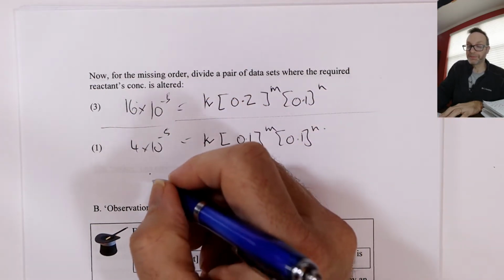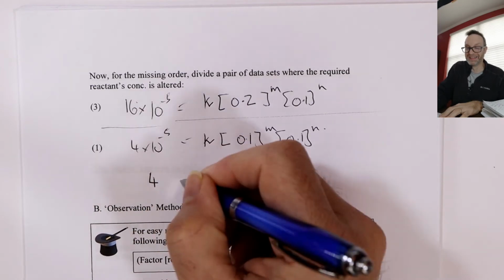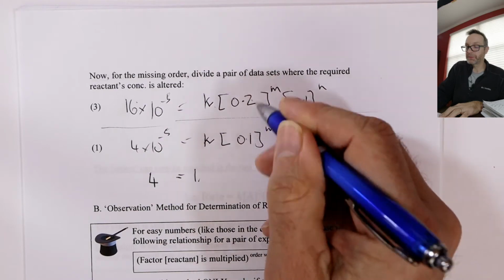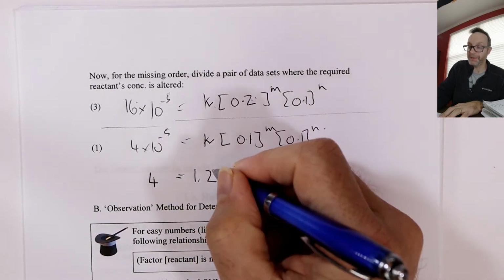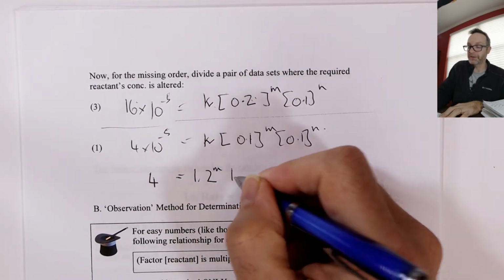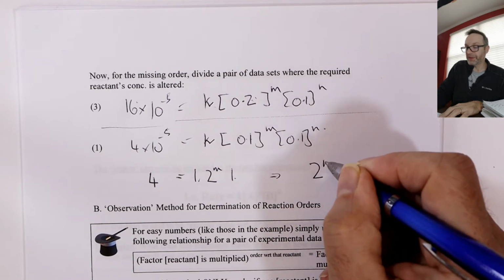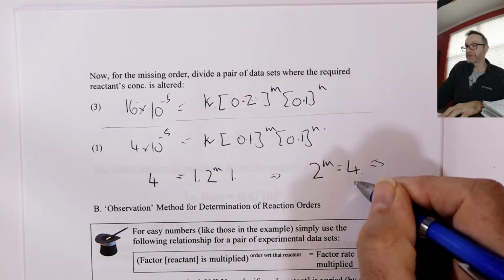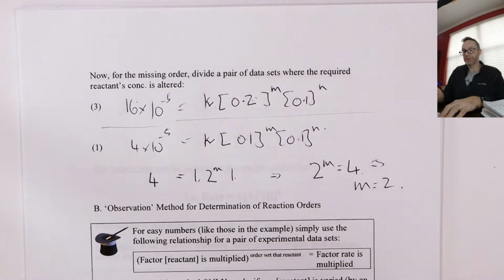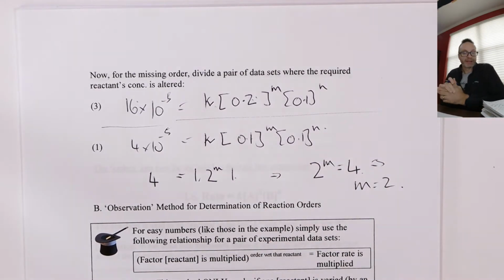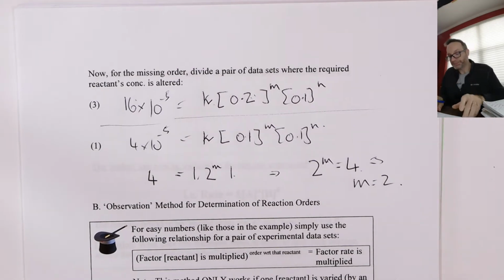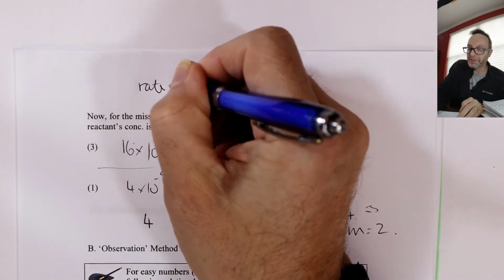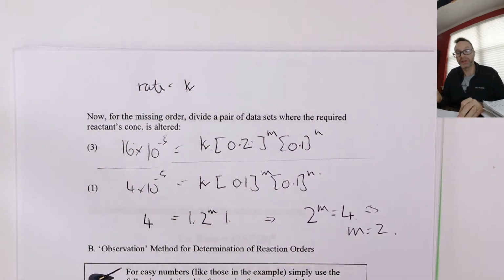16 divided by 4 is 4. Equals K is 1. 0.2 over 0.1 is 2 to the m. And then 1, right? So therefore, 2 to the m equals 4. Hey, 2 squared is 4. m equals 2. All right. That was easy, right? So if I'm thinking about this on the fly, what I've determined so far is rate equals k. K is yet to be determined, right?